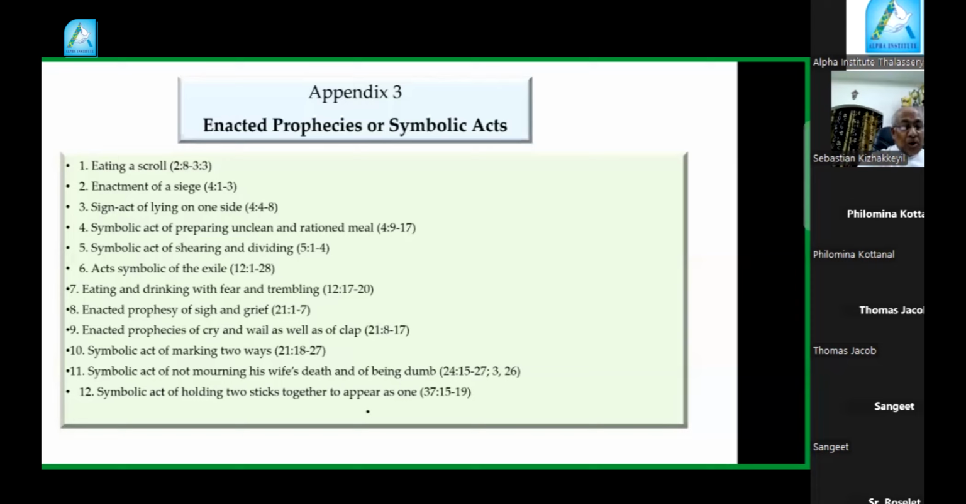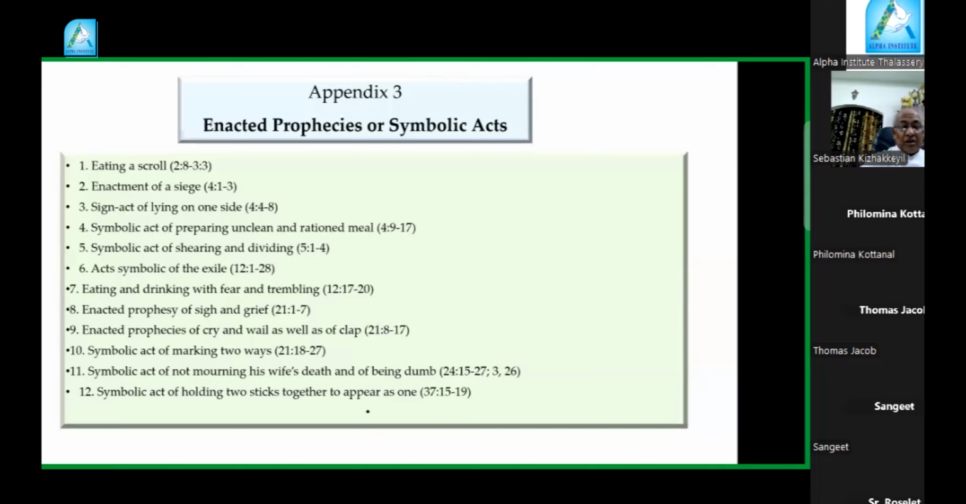Next is the symbolic act of marking two ways. He has to make on a clay tablet two ways of the marching of the king of Babylon. Okay? And two ways. One is to Ammon, the other one is to Jerusalem. You have to remember this is all taking place before 587, the final fall of Jerusalem. So symbolically saying the king of Babylon will march, and he will march from Babylon. So he is making a way, and two cities are shown.